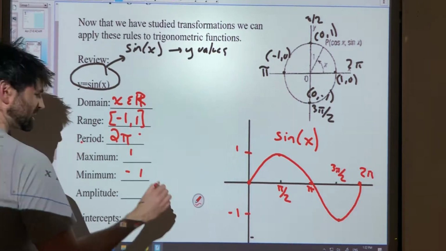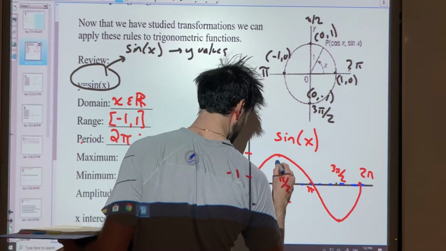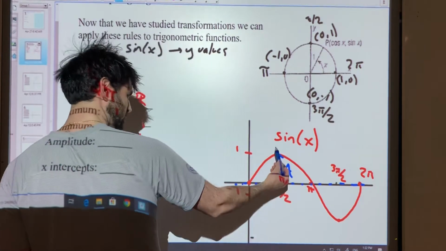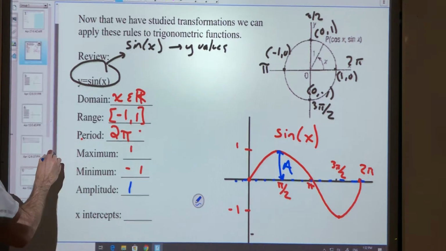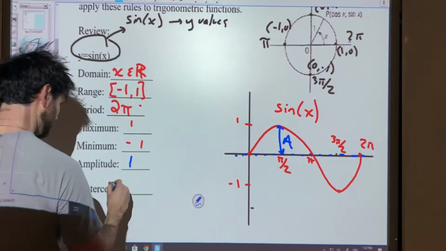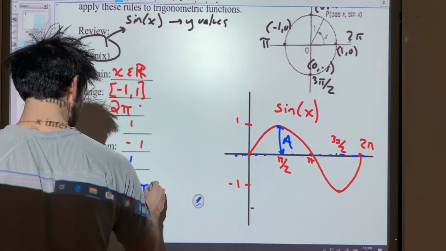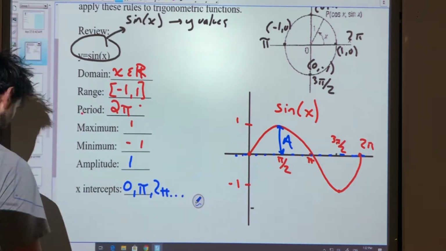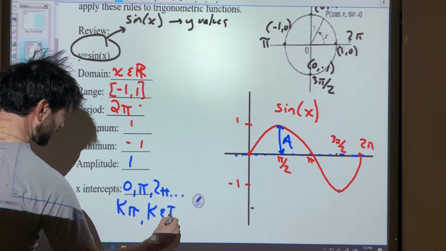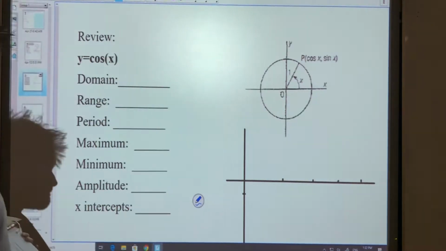The amplitude is defined as the distance from the center line, so there's my center line, up to my highest value. So this is the amplitude, and as you can see, it goes from 0 to 1, so the amplitude there is 1. And intercepts, well, we got them at, where do we see, 0, pi. Okay, so it's happening every pi units, 2 pi, etc. So if I was to write a formula for that, I would say it's k pi, and k is an element of the integers. Remember that one because sometimes they ask for it on the exam. Wonderful. We did our sine x.